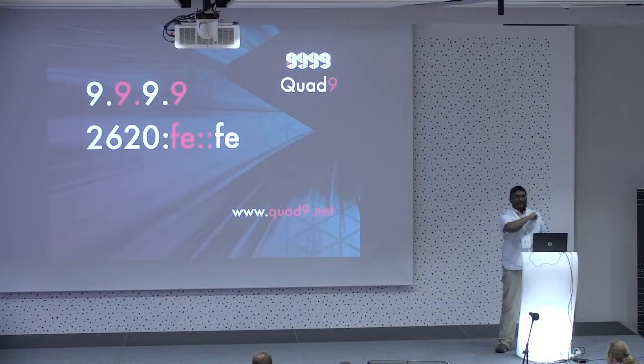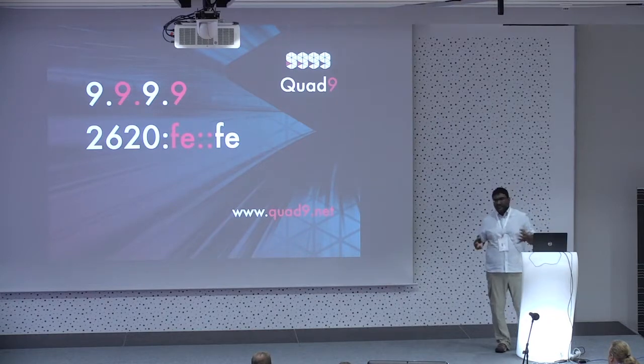And yes, before I forget, there is a 9.9.9.10 IP, which doesn't sound as cool, which you can use if you do not want the benefit of the blacklist and you just want to use secure private DNS that is available for you. And I think that's all I have time for.